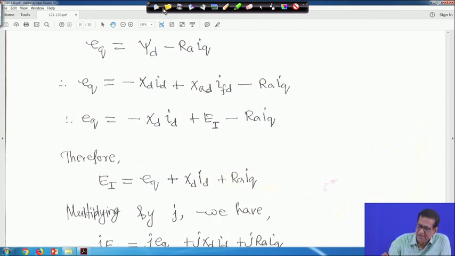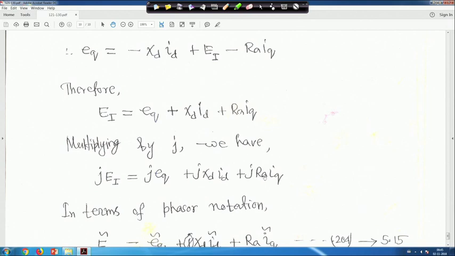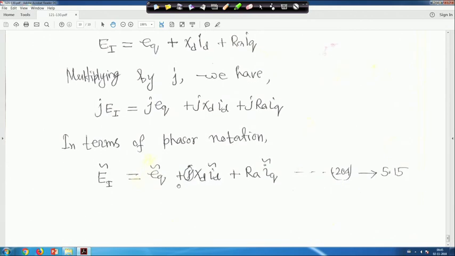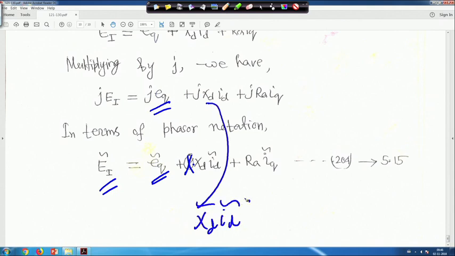Now, multiply both sides by j, that is the complex operator. If you do so, it will be written as j E_I is equal to j E_Q plus j X_D I_D plus j R_A I_Q. In terms of phasor notation, this can be written as E_I tilde is equal to E_Q tilde, and X_D I_D tilde; this j is not there, I wrote it by mistake. So it will be X_D I_D tilde, and j I_Q can be made R_A I_Q tilde.